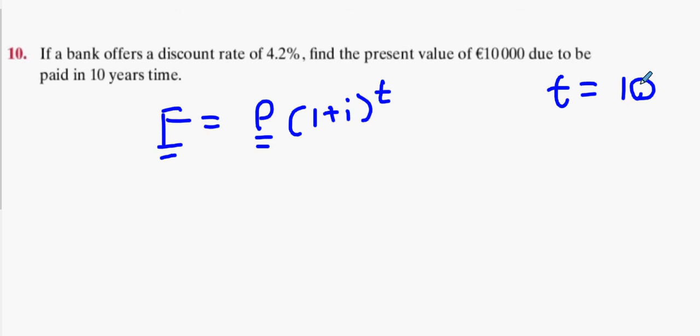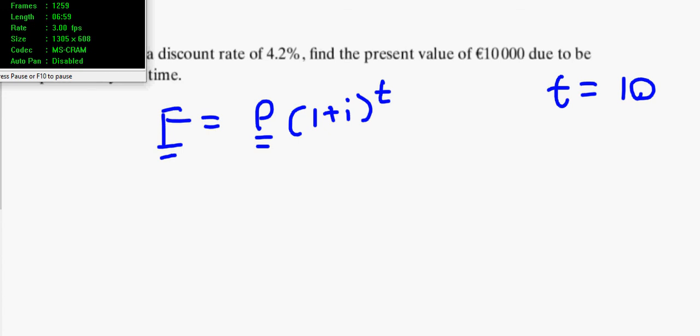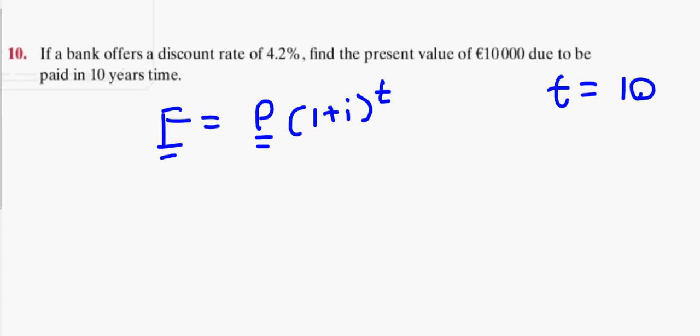Find the present value of 10,000 due to be paid in 10 years' time. Lads, if a bank offers a discount rate of 4.2%, find the present value of 10,000 euro due to be paid in 10 years' time. This means that in 10 years' time, you're expected to have 10 grand. Does that make sense? So your final amount is 10 grand.